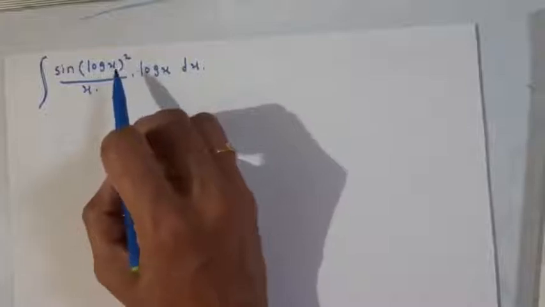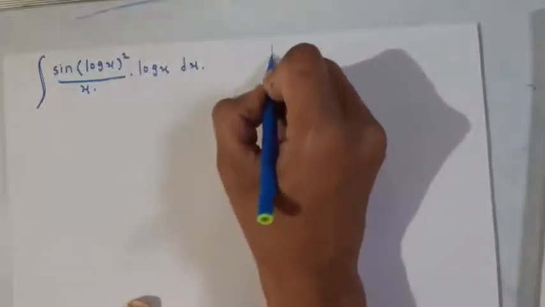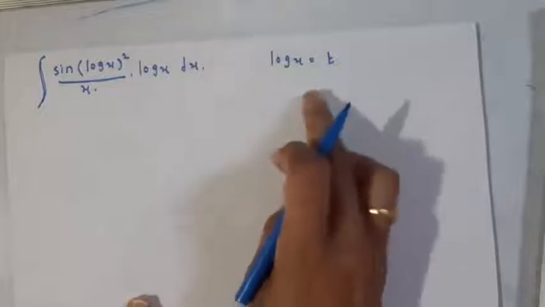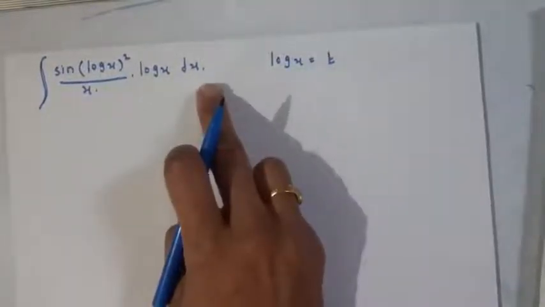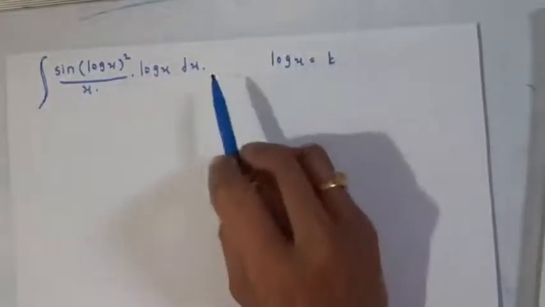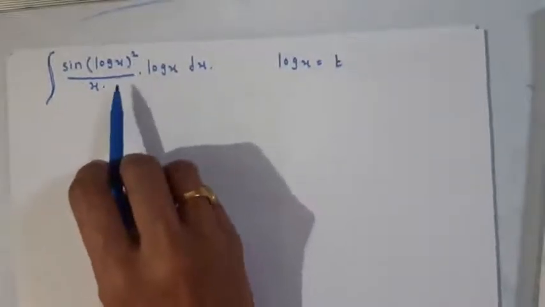So students, to solve this problem, we will give a substitution. See what the substitution is here. If we substitute log of x equal to t, then 1 upon x dx equals dt. So here the term 1 upon x dx is there. But after substituting like this, the problem does not get into a simplified form.